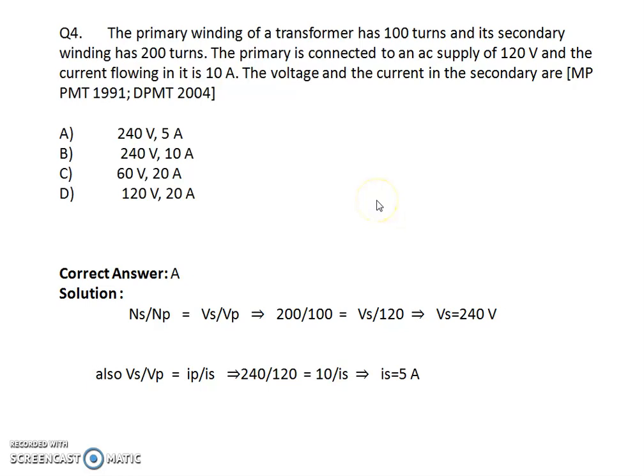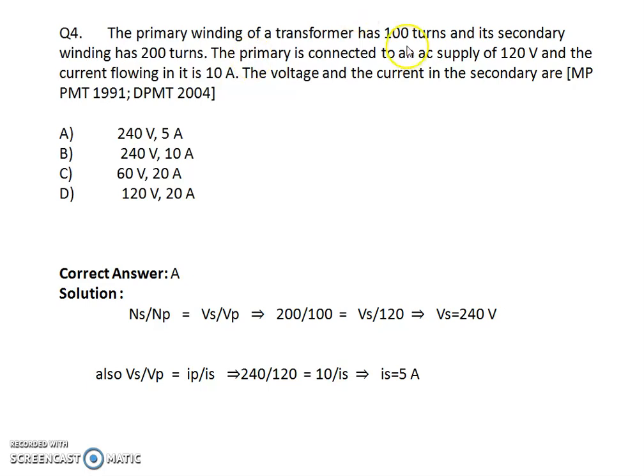Then next question: the primary winding of a transformer has 100 turns and its secondary winding has 200 turns. The primary is connected to an AC supply of 120 volt and the current flowing in it is 10 ampere. The voltage and the current in the secondary are.